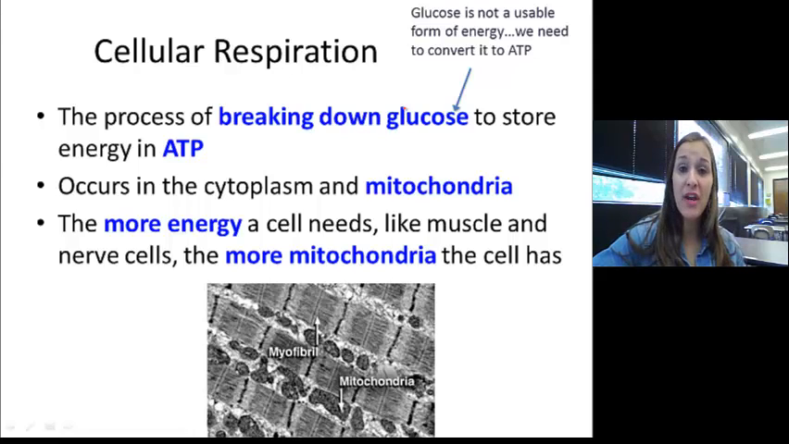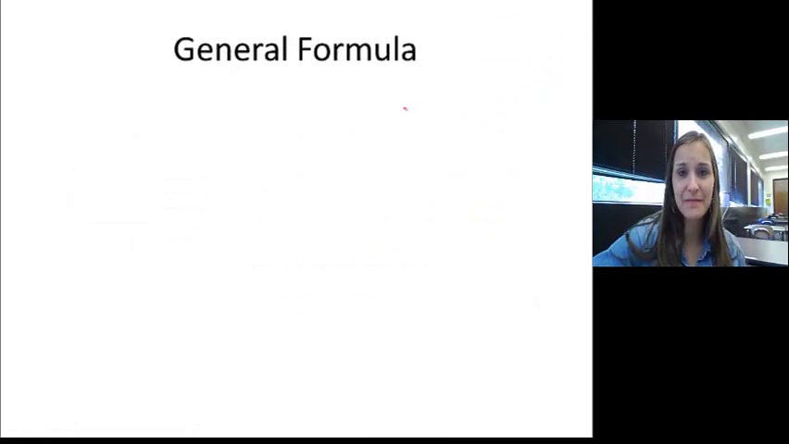So the more energy a cell needs, the more mitochondria the cell is going to have, because this is where cellular respiration happens. So our muscle cells need a lot of energy, right? So they're going to have more mitochondria than, say, our skin cells.